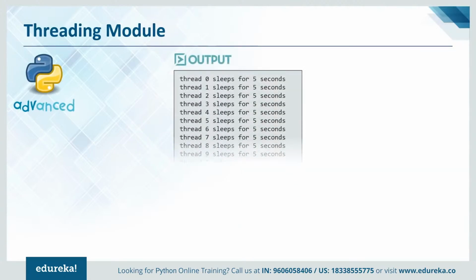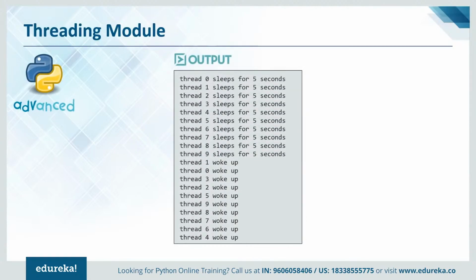The previous script returns the following output. Thread 0 sleeps for 5 seconds, 1 for 5, and as soon as thread 9 sleeps for 5 seconds, thread 1 wakes up. Thread 0 wakes up, then 3, 2, and so on in order. Here's a quick look at the code again so you can check it out. I really recommend you pause the video at this point, type in the code on your own, and change these statements to see how they work.